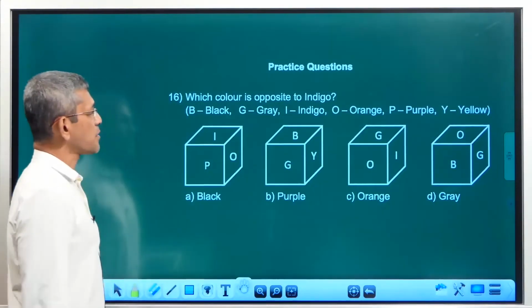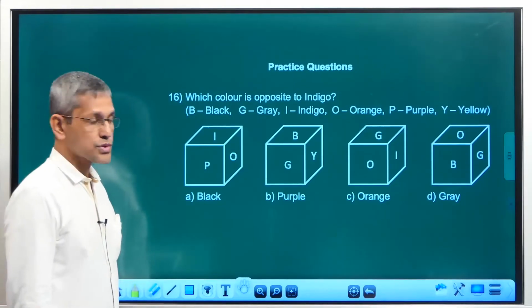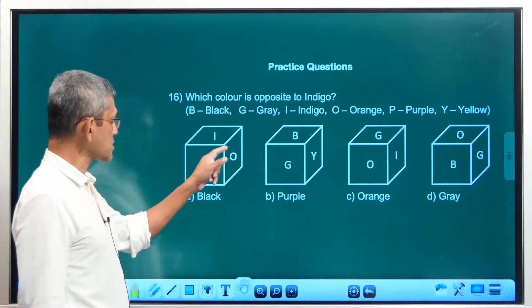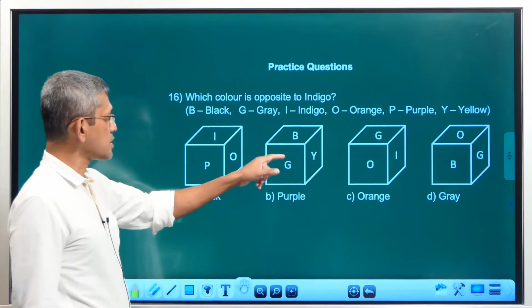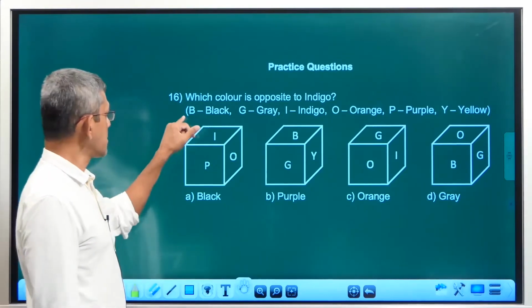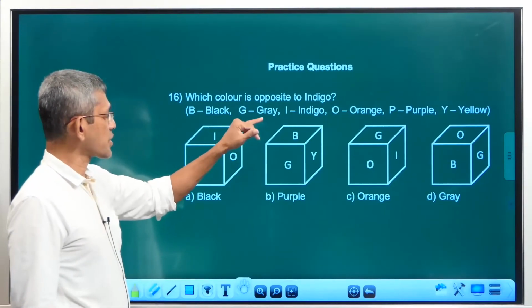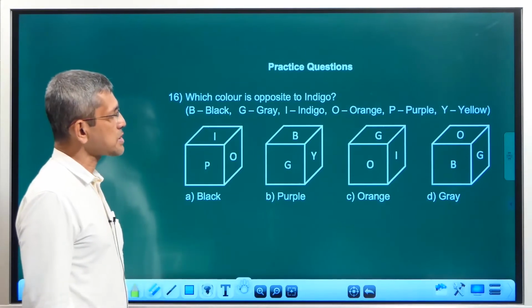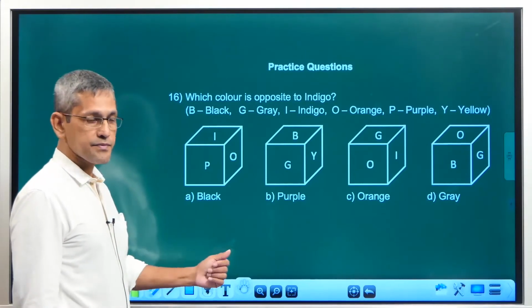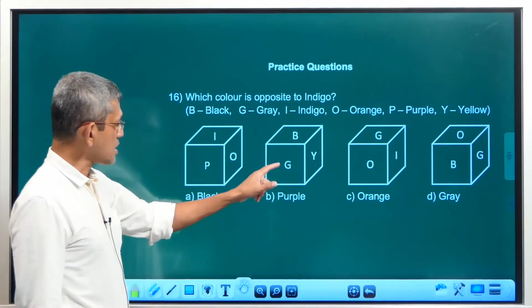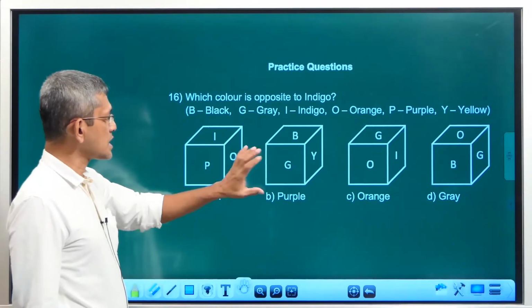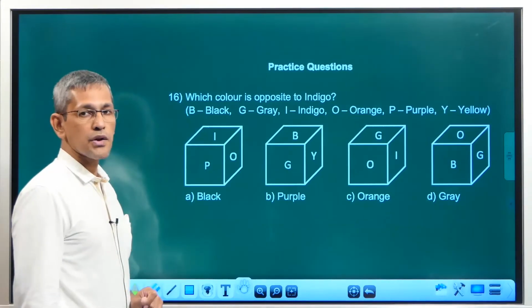Which color is opposite to indigo? The colors are marked here as I, P, O, B, Y. These are all colors: B means black, G means gray, I means indigo, O means orange, P means purple, Y means yellow, etc. So here, which color is opposite to indigo? How do we get the answer?